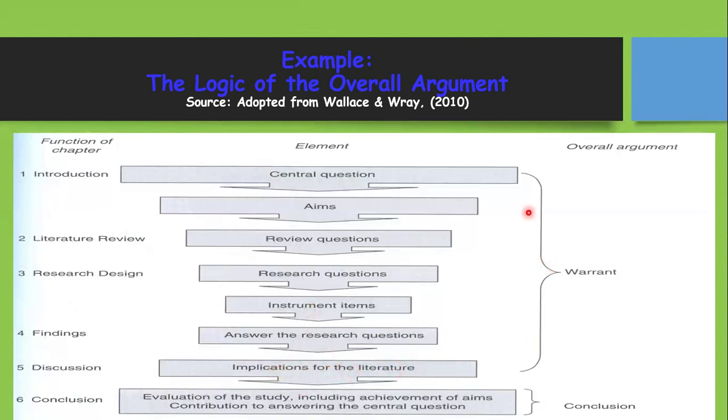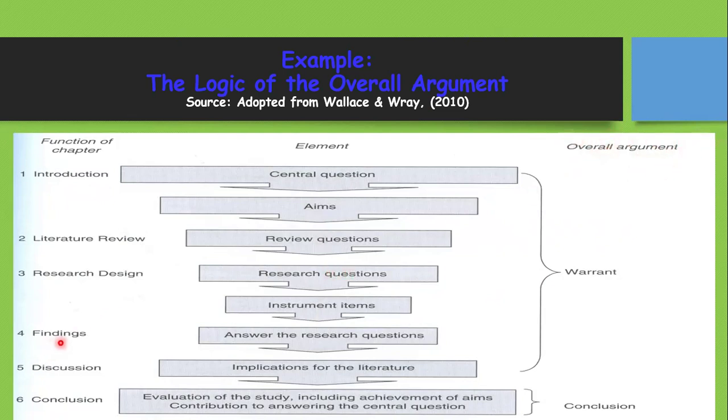So that is basically the warrant of your overall argument. Your argument starts from your research question, which you have developed using your objective, and then you review your literature in order to support your claim. Then you design your methodology in order to support your analysis procedure. Then you provide findings in order to validate your argument.